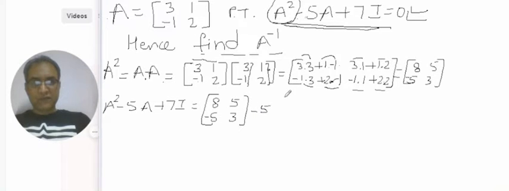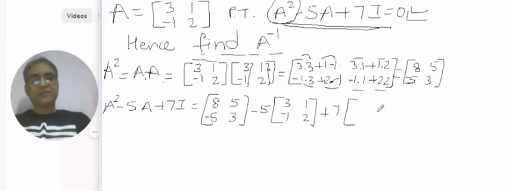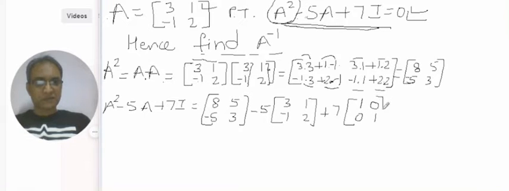Minus 5 into matrix A. Matrix A is [3, 1; -1, 2]. This was given in the question. Plus 7 into I. Now I means the identity matrix. Since the given matrix in the question is of 2 rows and 2 columns, hence our I will be the identity matrix of 2 rows and 2 columns, that is [1, 0; 0, 1].